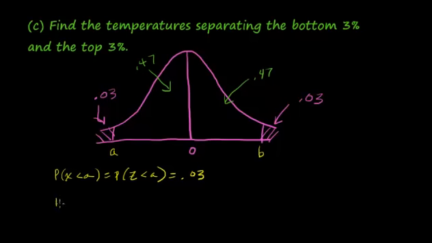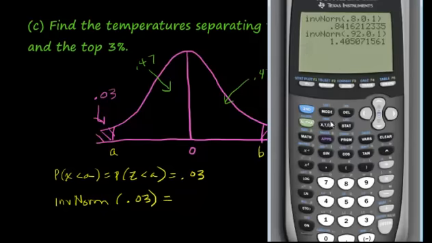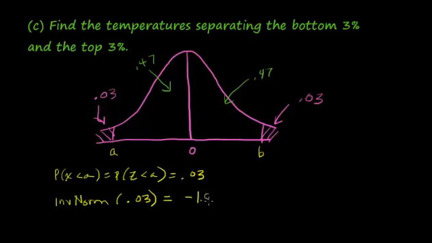Okay, so for A, we would do inverse norm, area to the left of A. To the left of A is 0.03. So go to our distribution list, choose inverse norm, our area is 0.03, enter, enter, enter, and we get negative 1.88079. These are z-scores, 2 decimal places, negative 1.88. So A is equal to negative 1.88 degrees Celsius.